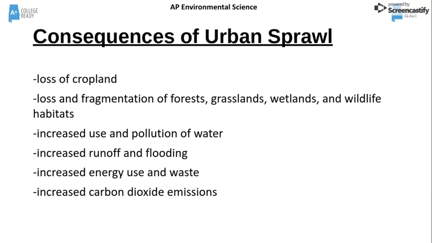Consequences of urban sprawl include loss of cropland, loss and fragmentation of forests, grasslands, wetlands, and wildlife habitats, increased use and pollution of water, increased runoff and flooding, increased energy use and waste, increased carbon dioxide emissions.